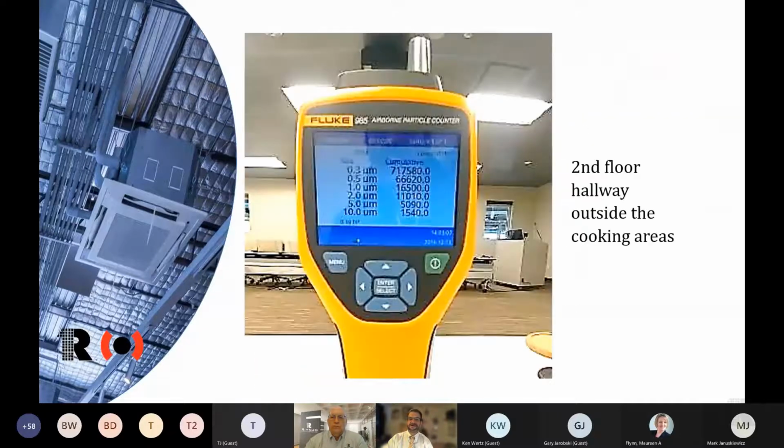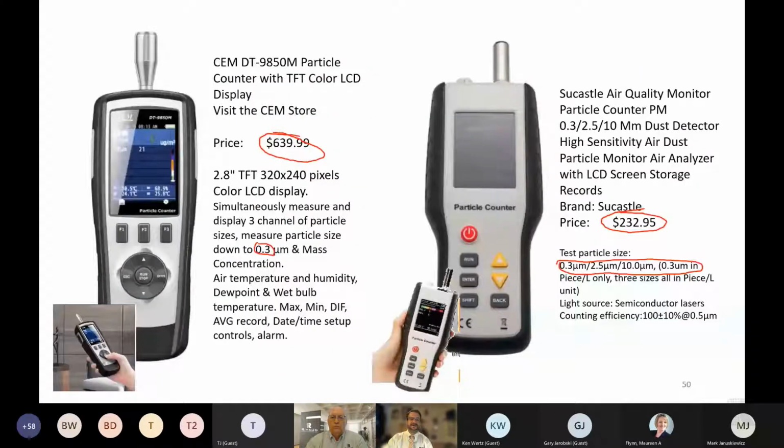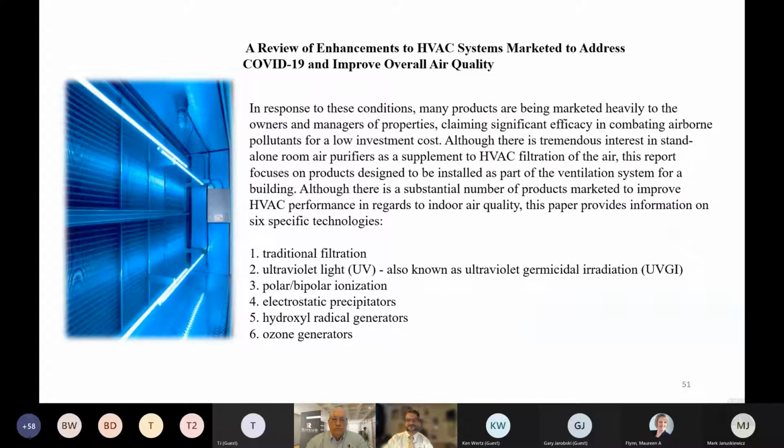So I want you to consider doing something like this. At the end of the day, whether you open windows or close windows, you upgrade filtration or you don't, whatever you do, at least you may want to have several of these distributed. So in the event someone's concerned about a room or not concerned about a room, we can absolutely, definitively tell what's going on inside that room from a particle standpoint, not from a CO2 standpoint, but from a particle standpoint, to see if we're controlling the particles.